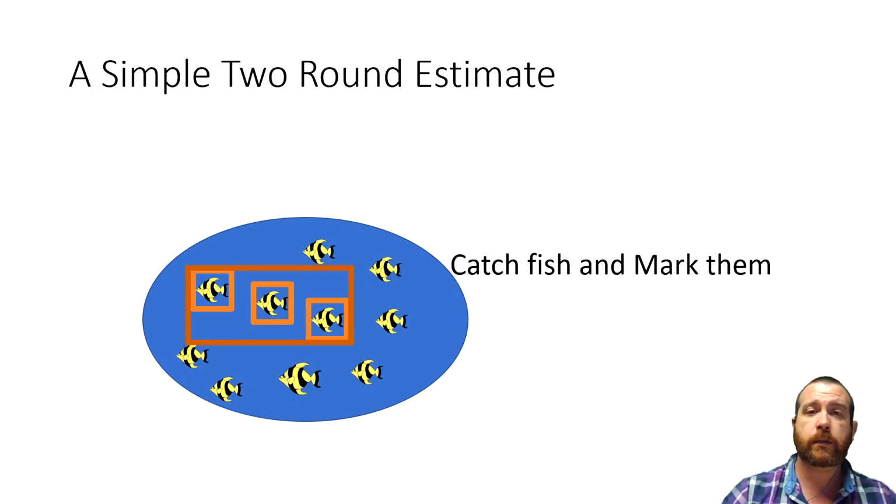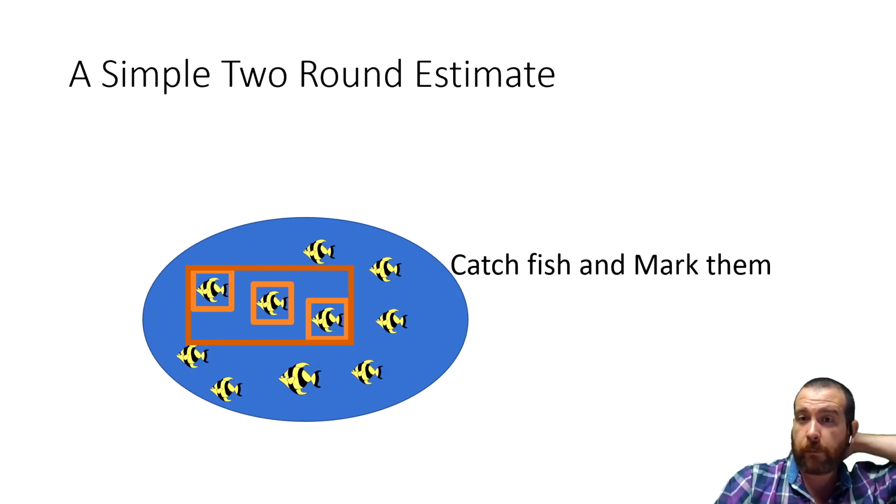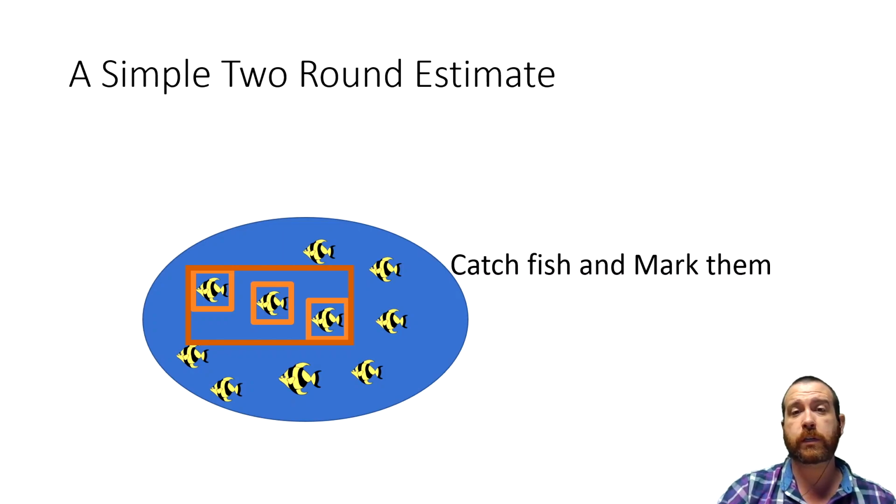So I go out and I catch a couple fish and I mark them. For fish, generally we clip a little bit of their fins, or we can insert some fluorescent dye in them or something like that. But I mark them in some way. For a lot of larger animals, we put ear tags in, like for bears, or microchip them like you microchip a dog or a cat. So we've marked these animals.